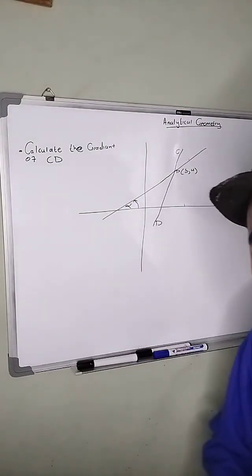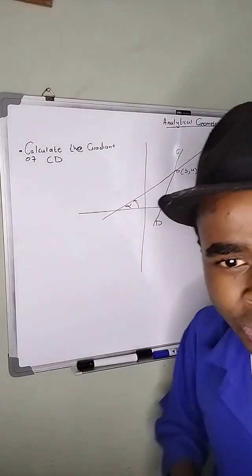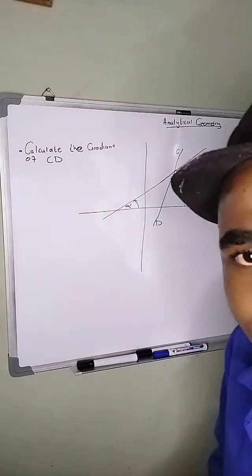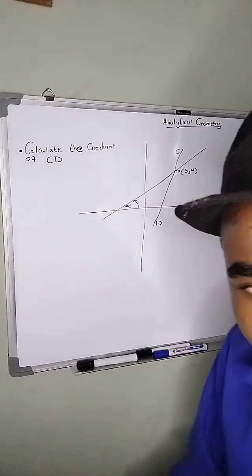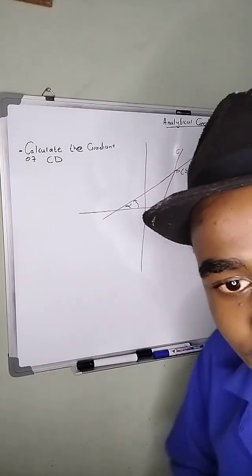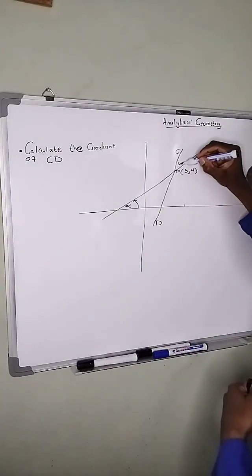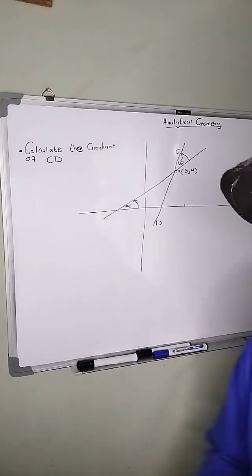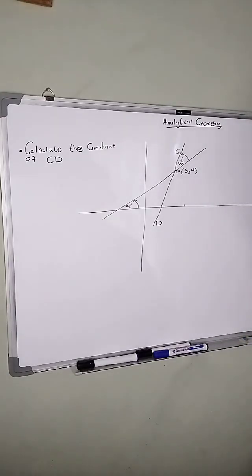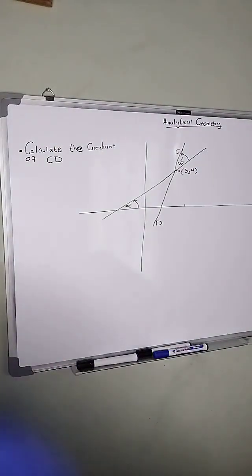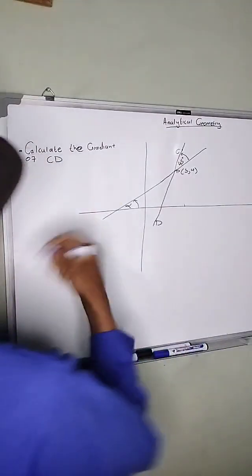How can we get the gradient of CD? Guys, tell me, how do we calculate the gradient in analytical geometry? What do we use to calculate the gradient? Thank you very much for that. And the equation of the line, we have the equation of the line.